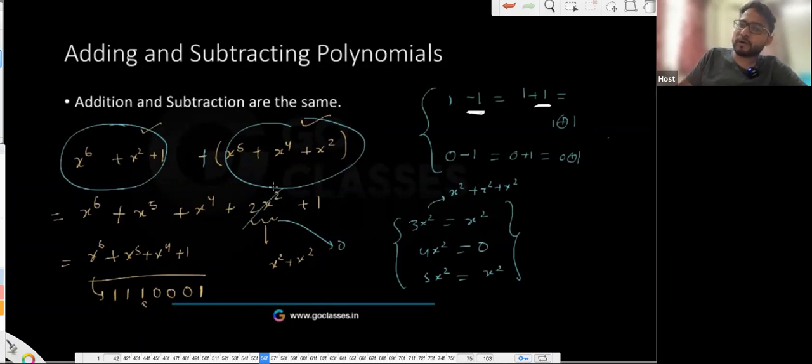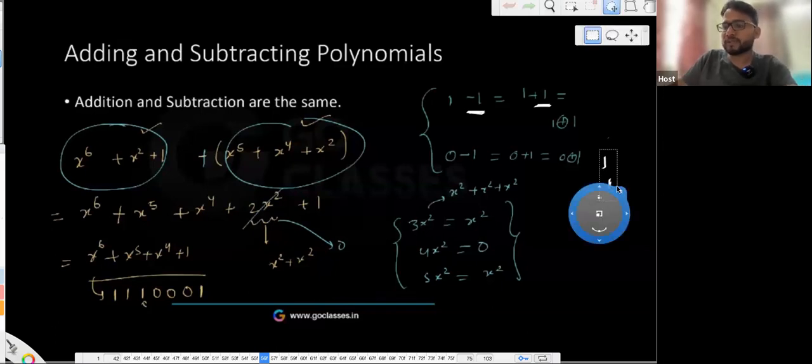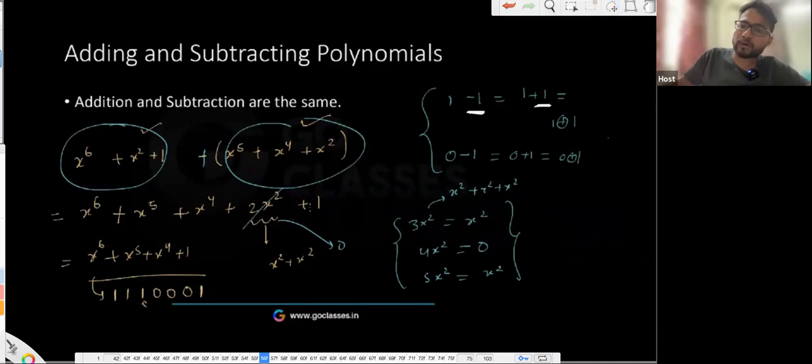Suppose this is one polynomial that you have, and this is another polynomial. Suppose you want to add these two polynomials. It will be x6 plus x5 plus x4, but it will be 2x power 2. It means that at the second bit you have 1 in both. If you convert that to binary, the second bit is 1 in both. So 1 plus 1 is actually 0, right? If the coefficient is 2, you just make it 0. Basically, the coefficient could be either 0 or 1. So finally, you will have this polynomial. You can convert that to binary if you want. If the coefficient is 3, then it is just x square. Coefficient 4, it is 0. Coefficient 5, then it is just x square, right?